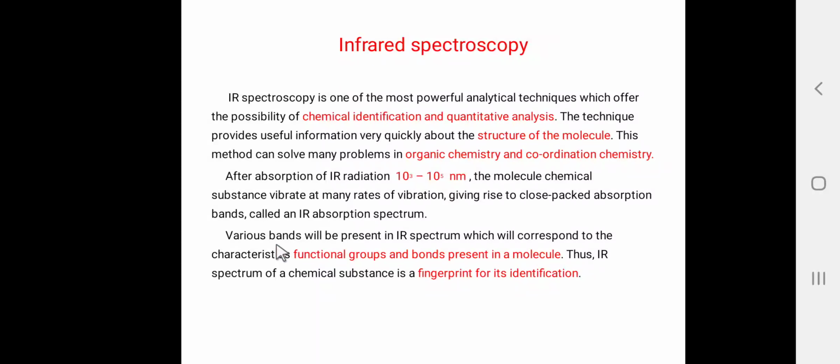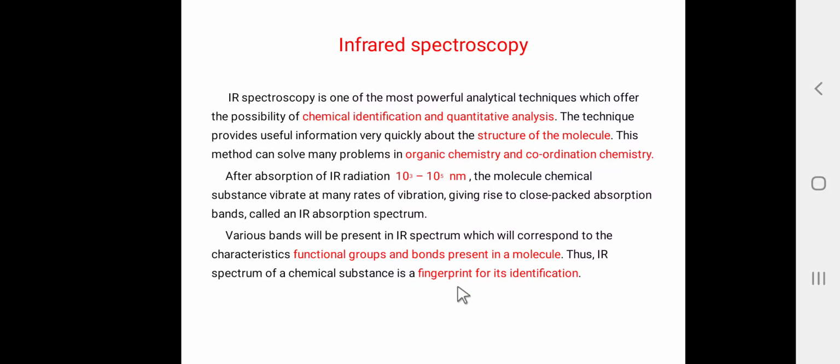So here when we consider the IR spectrum of any organic molecule, various bands will be present in the IR spectrum, and these bands correspond to the characteristic functional groups and bonds present in the molecule. Thus, the IR spectrum of a chemical substance is a fingerprint for its identification. That means if we have the IR spectrum of any organic molecule, from the spectrum we can identify that molecule.